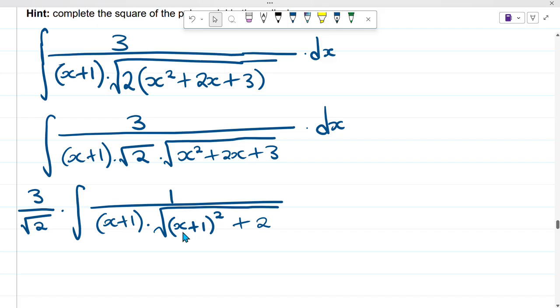Of course, when you expand this, you're going to get x squared plus 2x plus 1, plus 2, so then it goes back to here. Meaning that we didn't change the question. We are still solving the same question. Okay. Now, our question is a lot better.